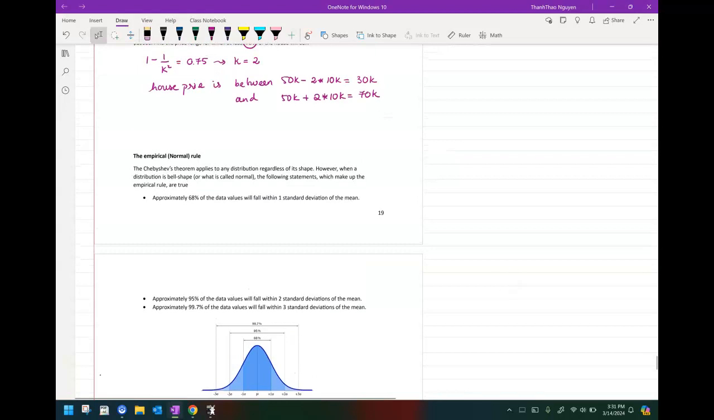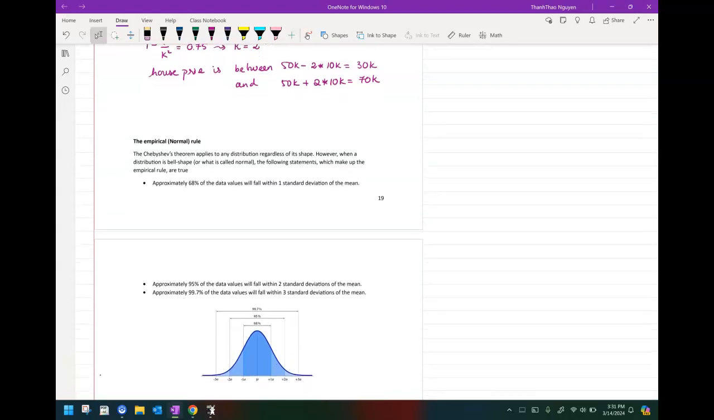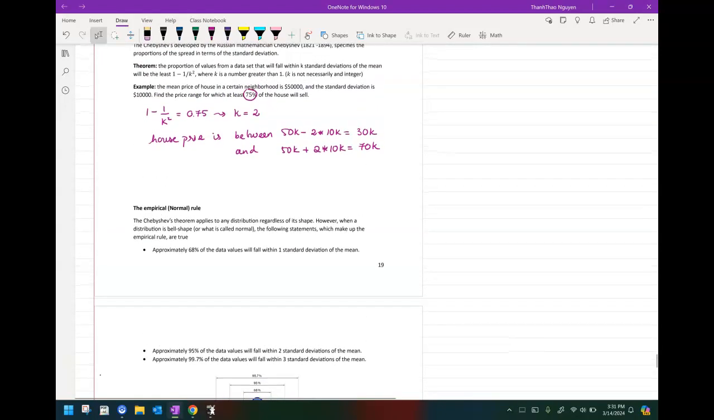Now, if we have a data set and we are told that it is normal, then we will apply the empirical rule. Whereas with the Chebyshev theorem, we don't know whether the data set is normal or not.